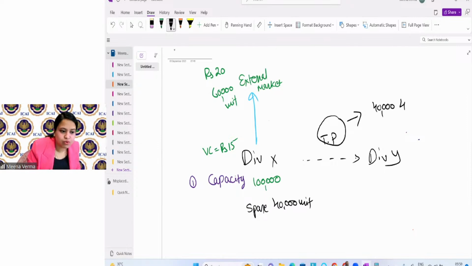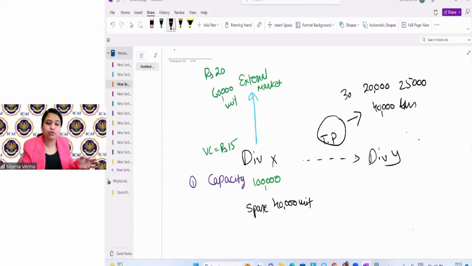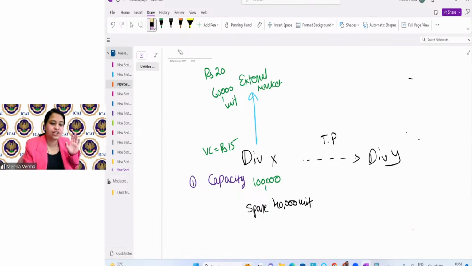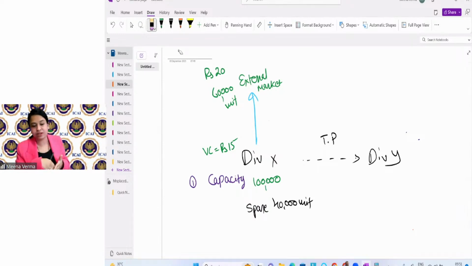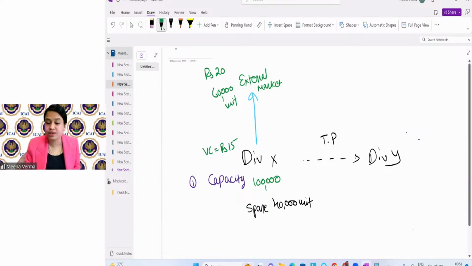Whatever their demand is, maybe they are demanding 20,000 units, maybe 25,000 units, maybe 30,000 units, 35,000 units, up to 40,000 units, division X can fulfill it very easily, because they are sitting idle. They have their spare resources. Fixed costs are spare. All the resources are spare. So in such a situation, what did we check?